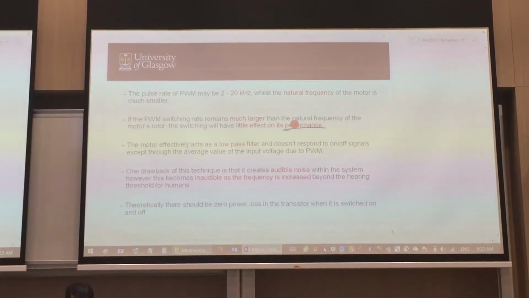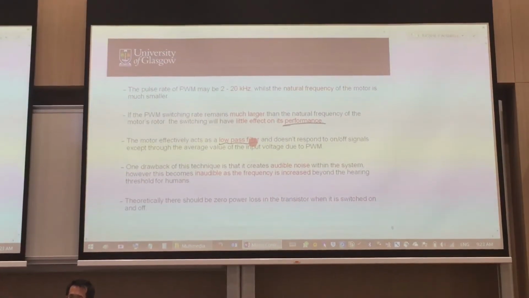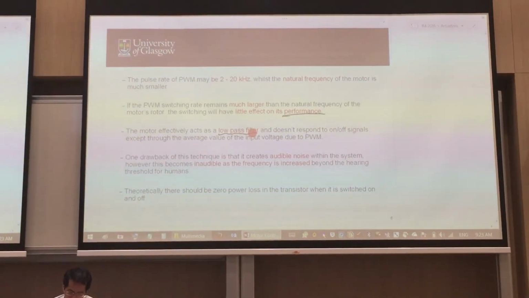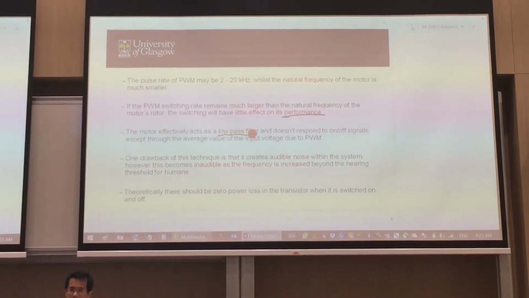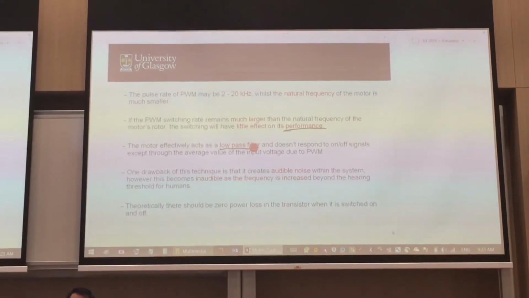Your motor, just like the lights that you saw just now, is essentially just like a low-pass filter. So it behaves just like a low-pass filter. So it doesn't respond to the trigger of on and off immediately. Right? It responds after a while.